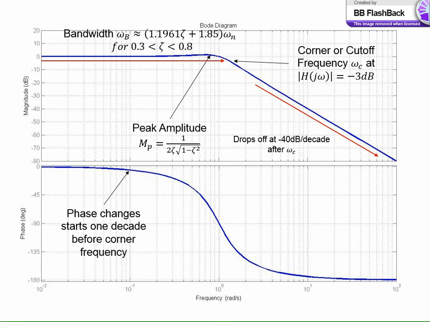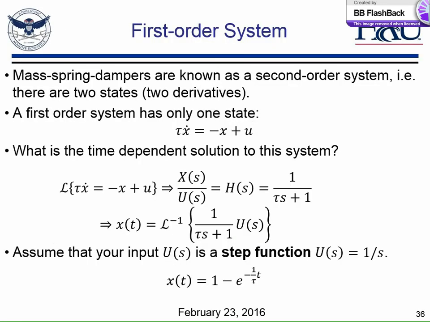So we see that after what we call our cutoff or corner frequency at the negative 3 dB, which is equivalent to our bandwidth in the second order system, we have a negative 40 decibel per decade drop off. So mass spring damper systems are second order systems. We also deal with first order systems, which look like this, which is a first order low pass filter, very, very simple system. Perform a Laplace transform. We get down here to the inverse of the Laplace transform, 1 over tau s plus 1 times our input.